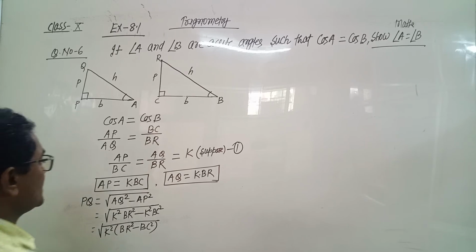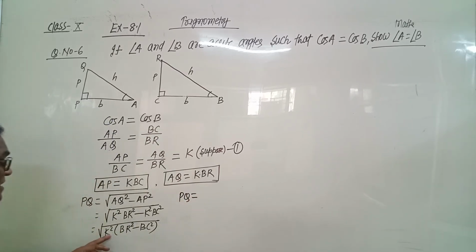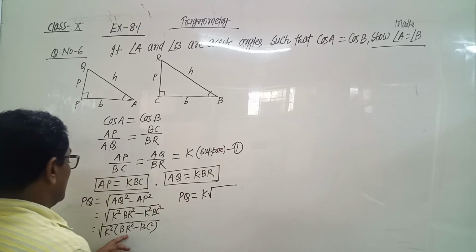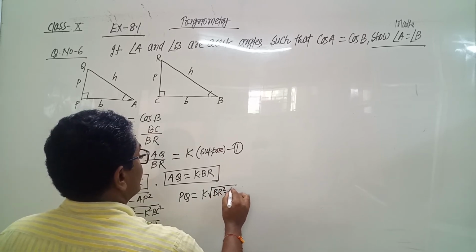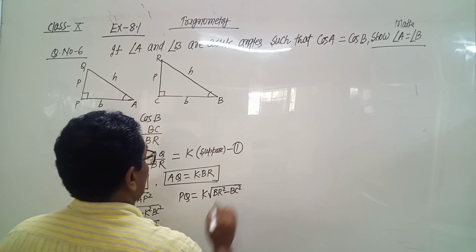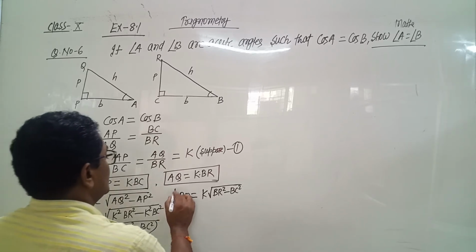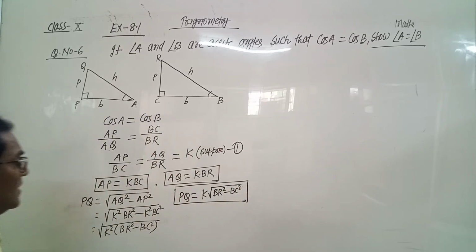K square will go outside the square root. So PQ equals K times under root of BR square minus BC square. We get the value of PQ.